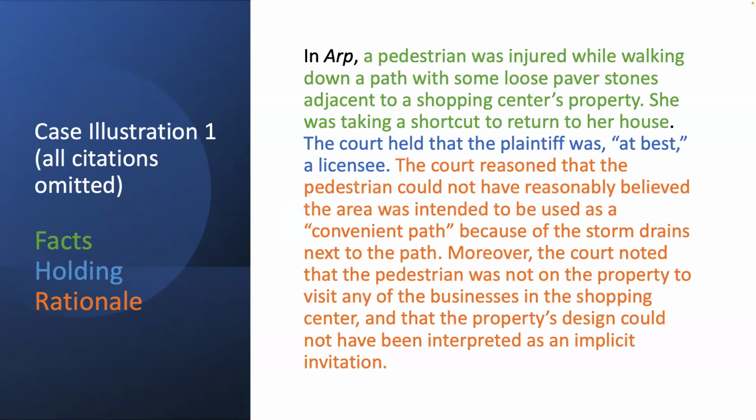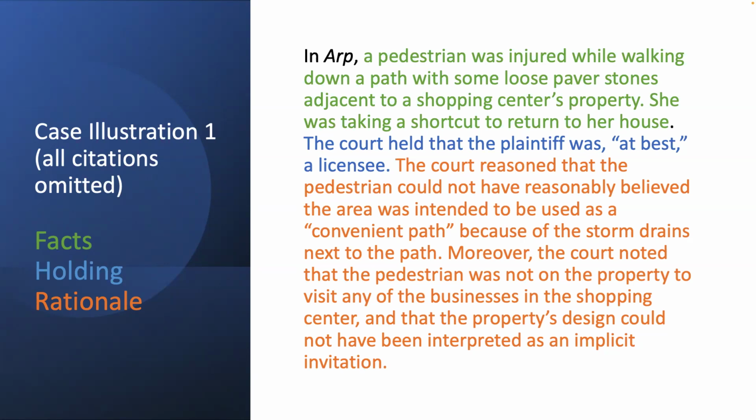In ARP, a pedestrian was injured while walking down a path with some loose paver stones adjacent to a shopping center's property. She was taking a shortcut to return to her house. The court held that the plaintiff was, at best, a licensee. The court reasoned that the pedestrian could not have reasonably believed the area was intended to be used as a convenient path because of the storm drains next to the path. Moreover, the court noted that the pedestrian was not on the property to visit any of the businesses in the shopping center and that the property's design could not have been interpreted as an implicit invitation.